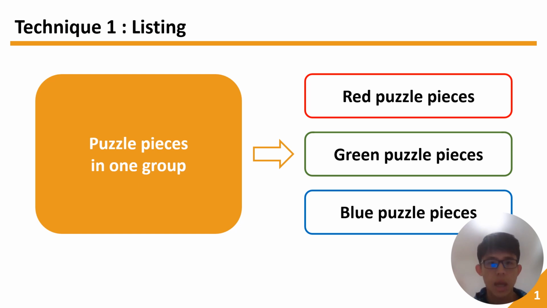So we need to classify them into some kind of groups, or we need to classify them by some kind of rules, maybe size, maybe colors, because when we do this, it's easier for us to find the one we want.